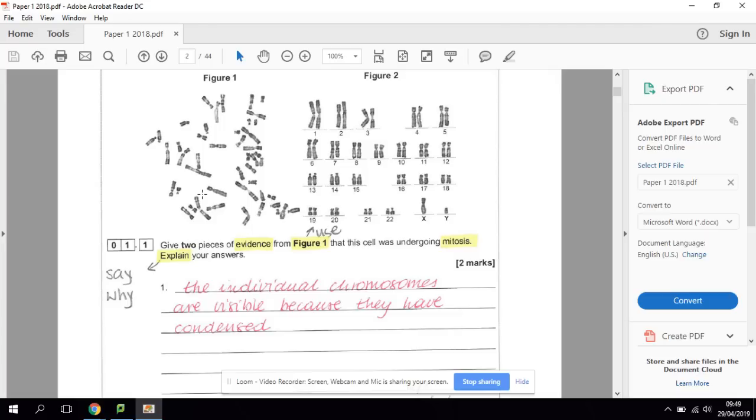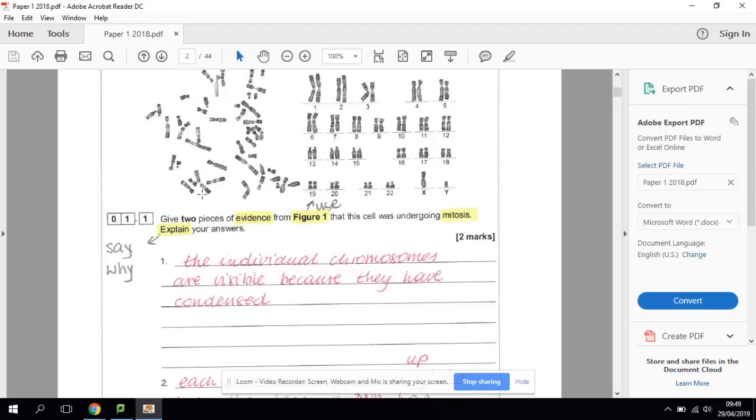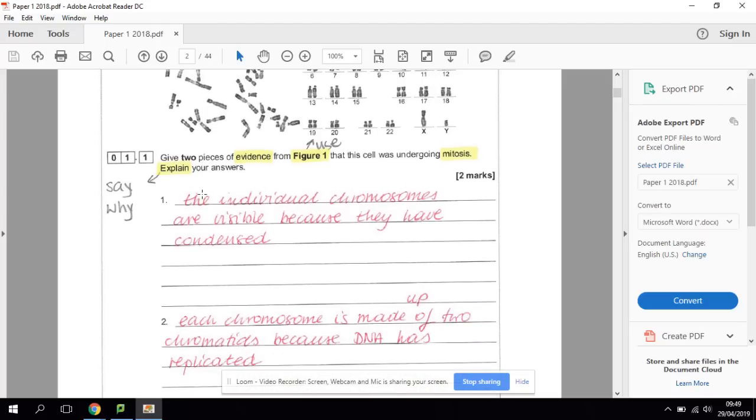individual chromosomes are visible because they have condensed. Okay, we can clearly see them. That's part of mitosis. That's prophase, and then each chromosome is made up of 2 chromatids because DNA has replicated. Yes, that's correct. You can see that on the picture.